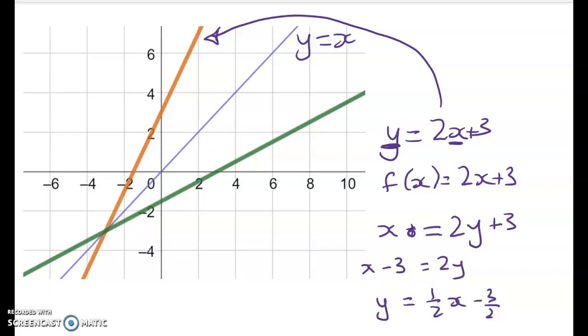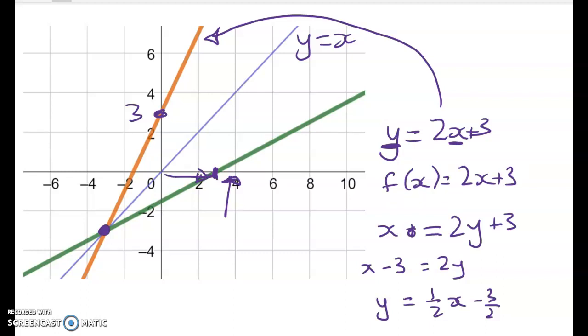So we've switched over the x and y, and you can see that that's this green line here. And you can see that it's a reflection in y equals x. So there's my point of invariance, and this here is my x-intercept. So before we had 3 was my y-intercept, and now we've got 3 is my x-intercept.